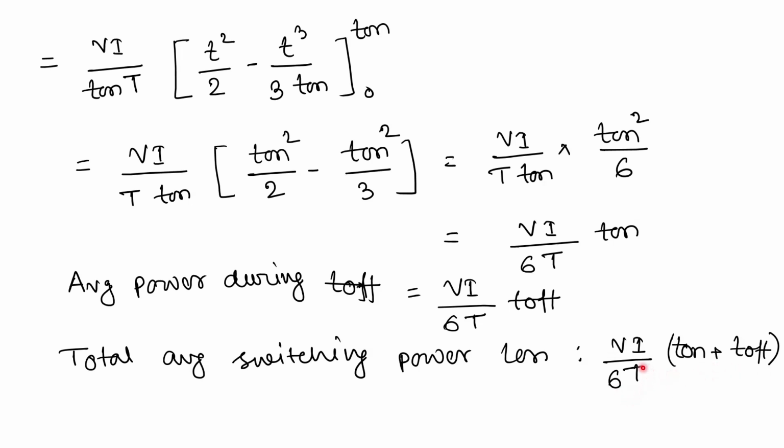This capital T is the total time period, and it can also be replaced by the frequency, meaning 1 by T can be replaced by f. So VIf by 6 into t on plus t off. Okay, so this is the total switching power loss expression.